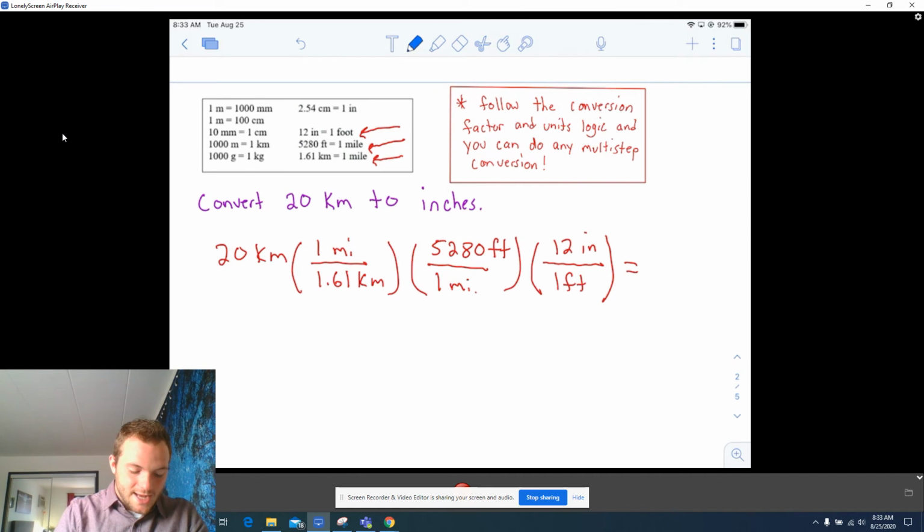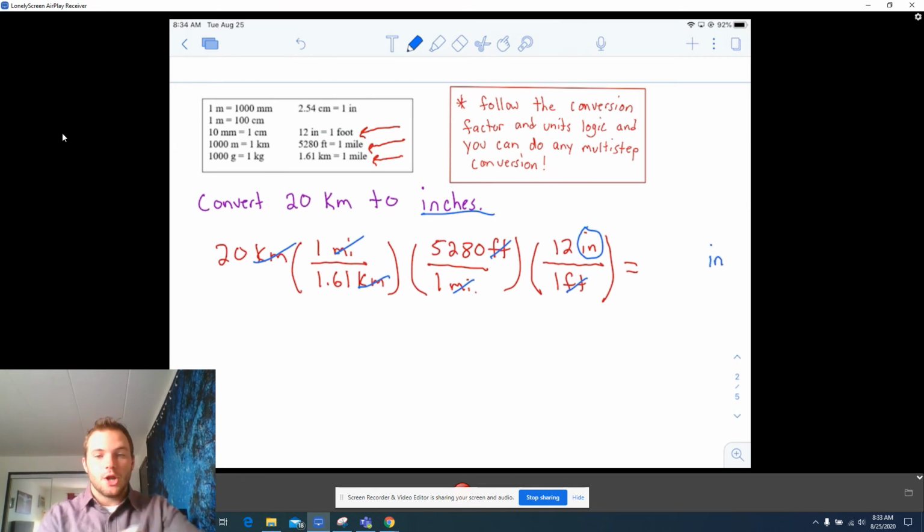I have kilometers on top here. You could think of this as like over 1 over here, but just know any numbers on the top of the fraction stand by their own. So I have kilometers divided by kilometers, which cancels. Miles divided by miles, which cancels. Feet divided by feet, which cancels. The only thing I have left is inches, which is perfect. That's what we want. So we're going to have inches as our units.